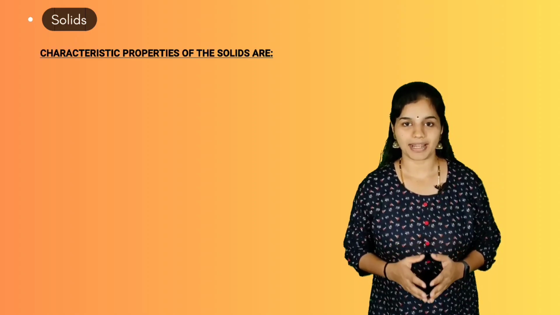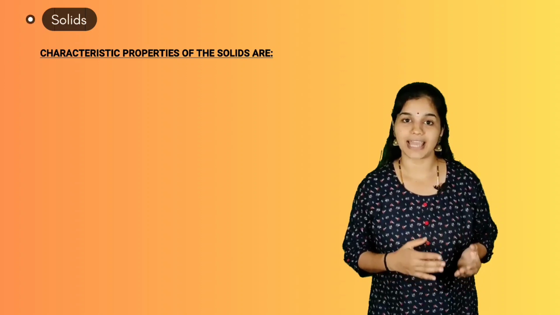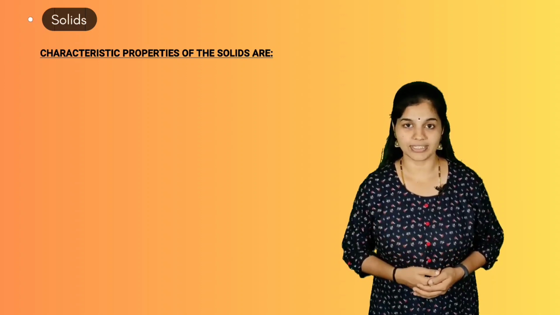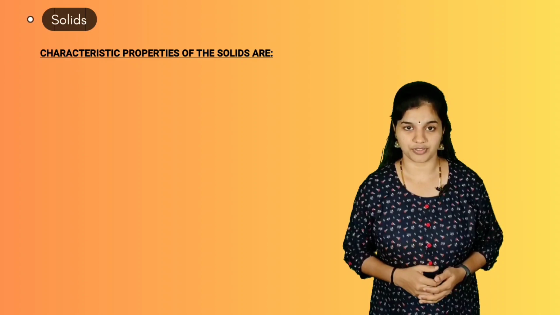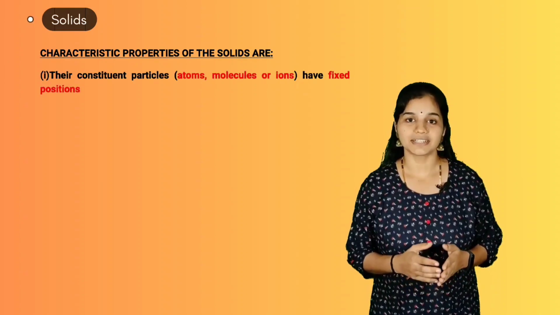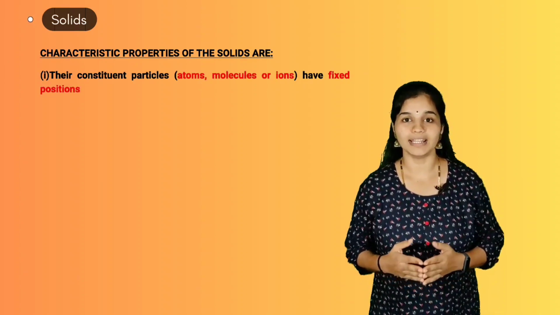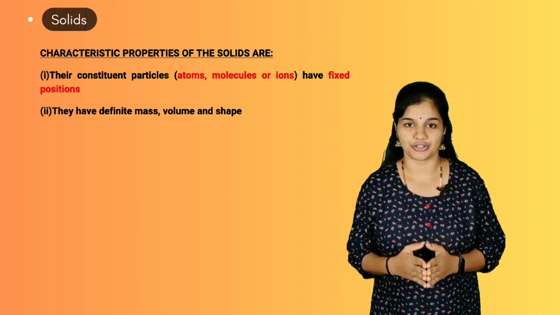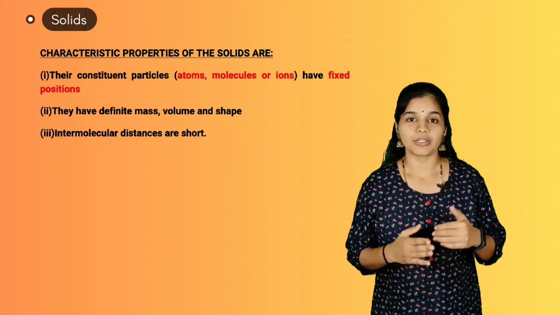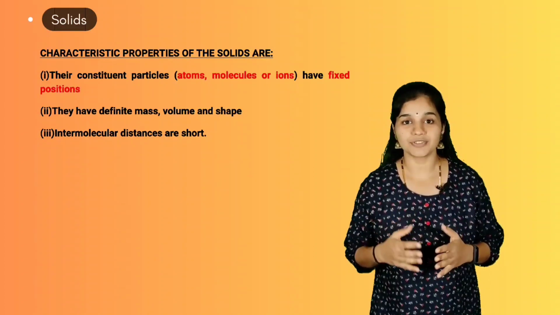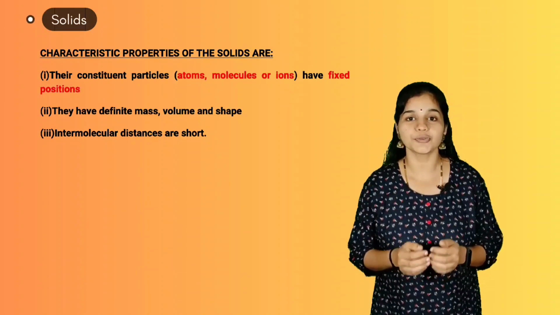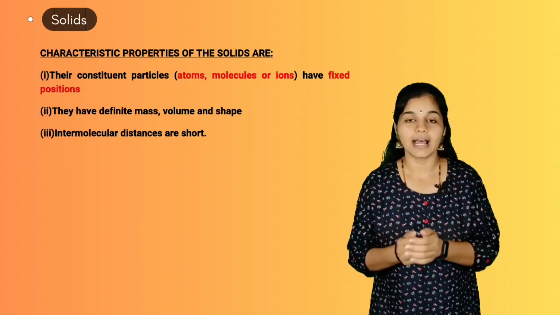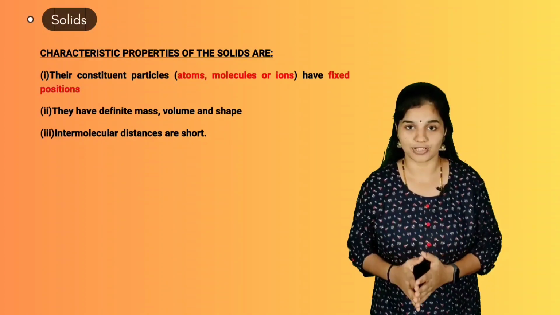The constituent particles can be atoms, molecules or ions. They have fixed positions. Solids have definite mass, volume and shape. The intermolecular forces are strong, so strong that the constituent particles are arranged very closely.